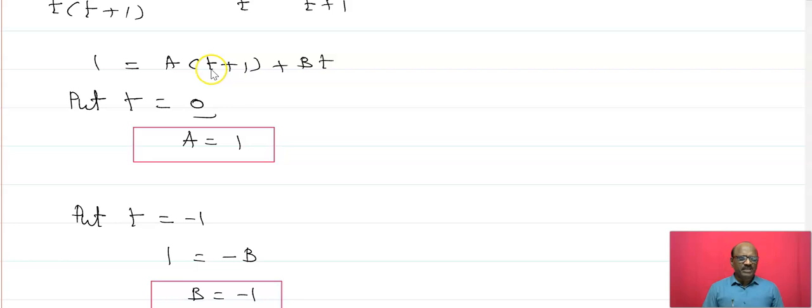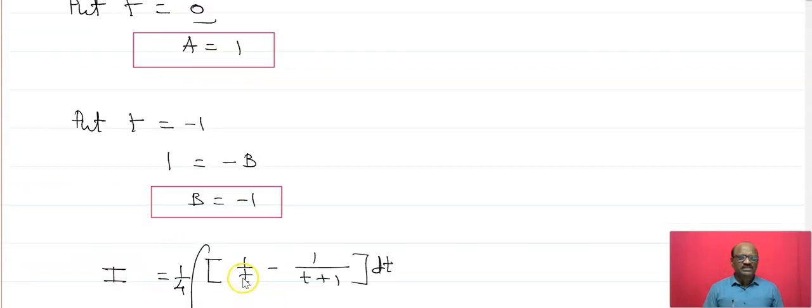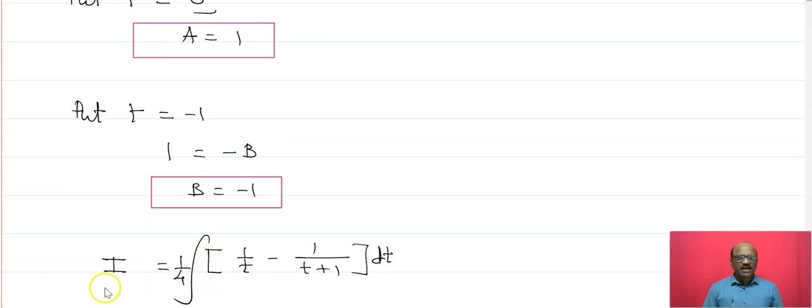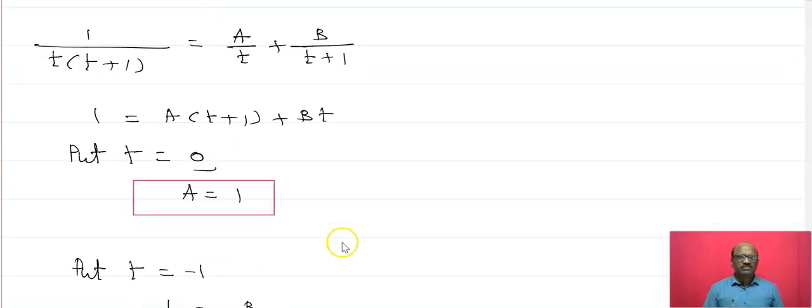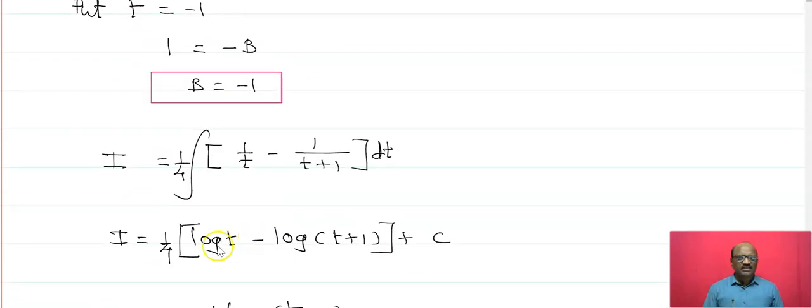That is t minus 1, so a will become 0 and you will get the value of b as a minus 1. Therefore, I is equal to the integral of 1 by 4. Now see this here: in the bracket of the integral, we will substitute the value of a and b. The value of a is 1 and b is a minus 1. Therefore, 1 by 4 integral 1 upon t.